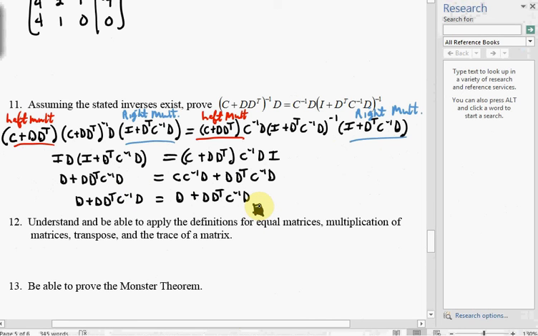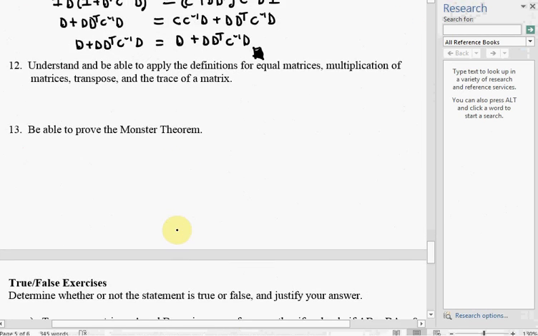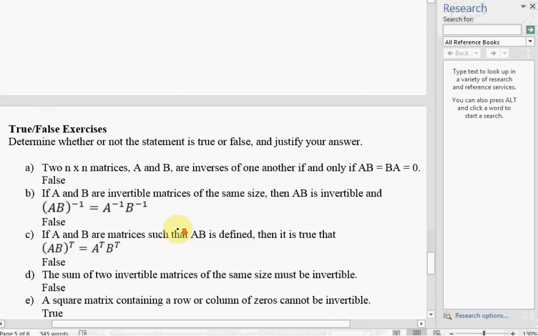Number 12, understand and be able to apply the definitions for equal matrices, multiplication of matrices, transpose, and the trace of a matrix. We covered that. Go back and review that online. Be able to prove the monster theorem. We proved that also online.